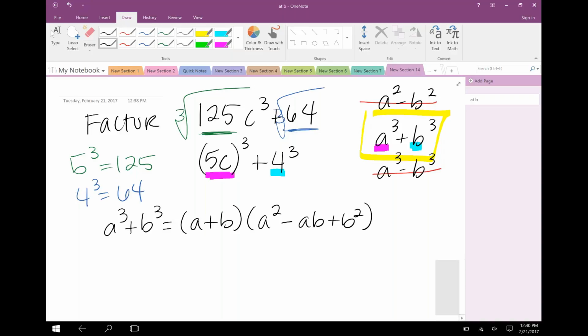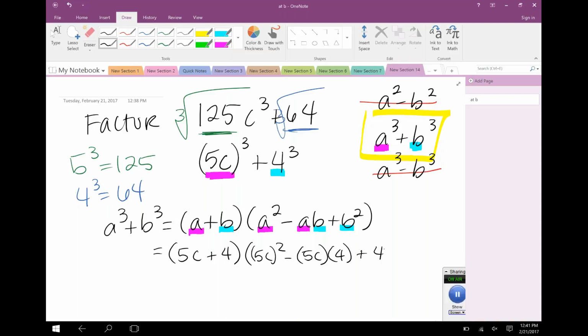You do want to memorize that. So everywhere I see A, that's where I'm going to put 5c. And everywhere I see B, that's where I'm going to put 4. So I'm going to have 5c plus 4 times 5c squared minus 5c times 4 plus 4 squared. Everywhere I had A, I put 5c, and everywhere I had B, I put 4.